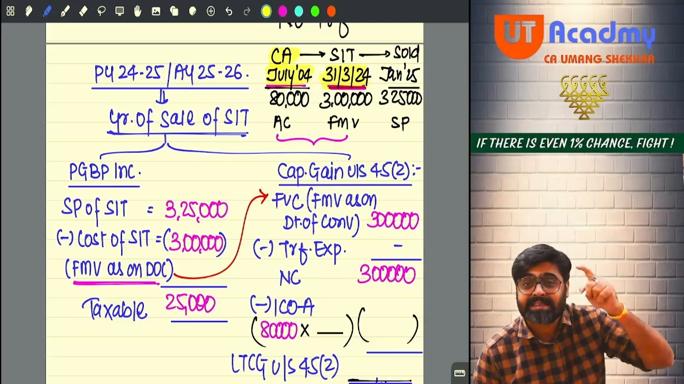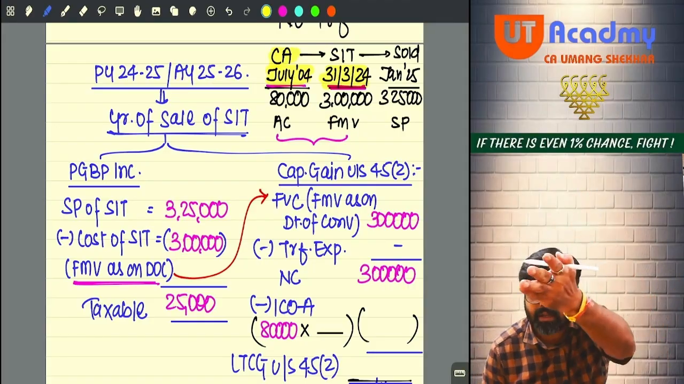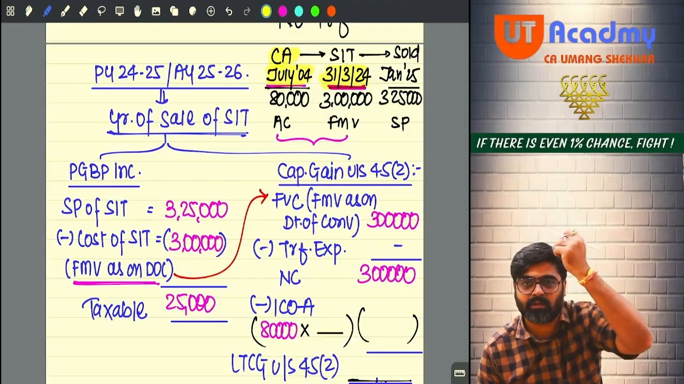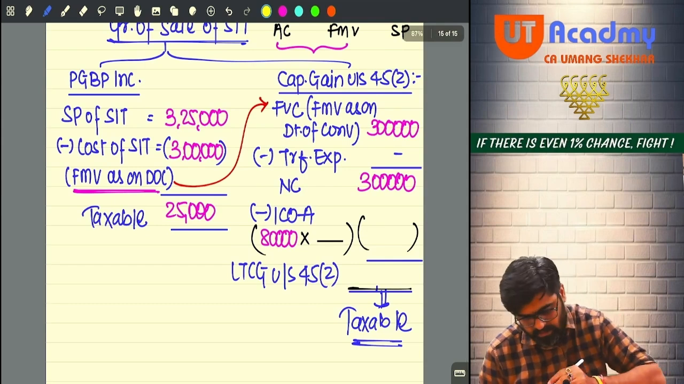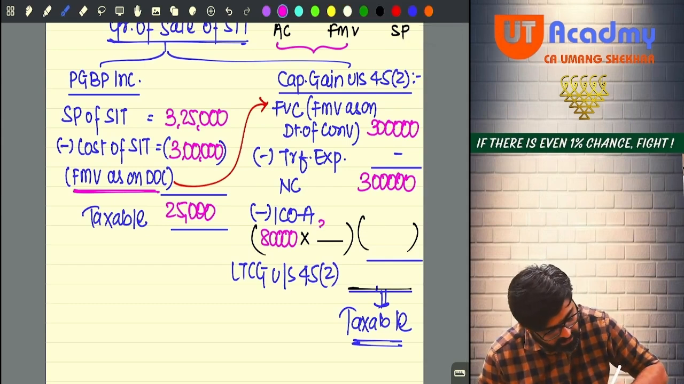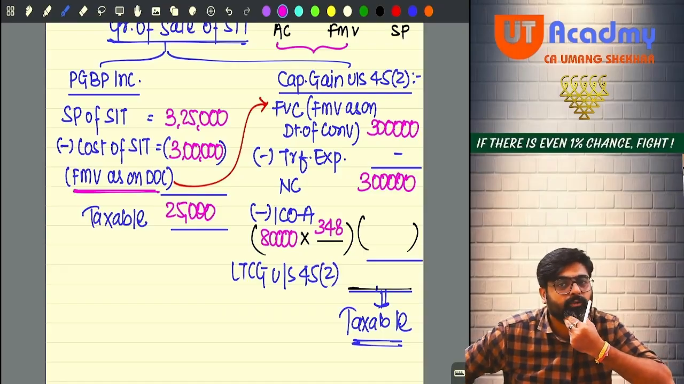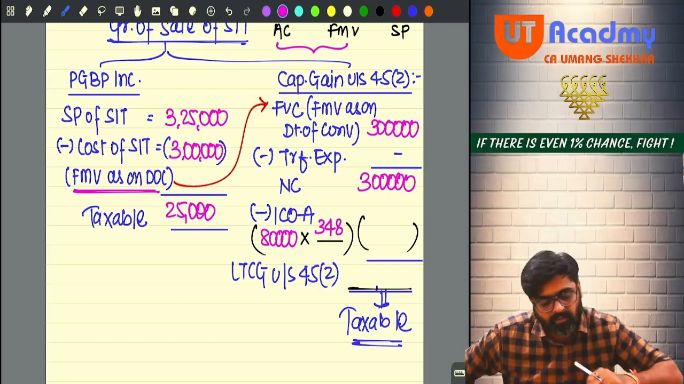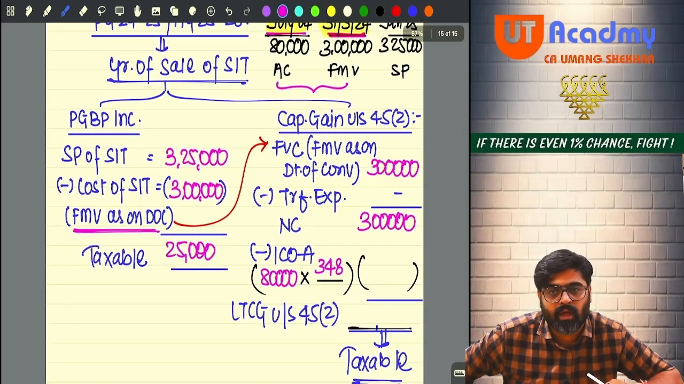And the conversion, transfer is taking place prior to 23rd July. 31st March 2024 is prior to 23rd July only, no? So the cost will be indexed. And here I will take 348 as the year of transfer. Year of conversion is 23-24, that is the year of transfer, divided by year of acquisition. That was July 2004, which is 2004-05. What is the CII of 2004-05? 109 or 117?